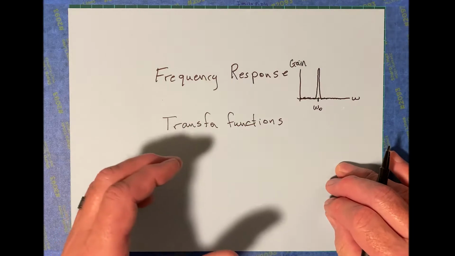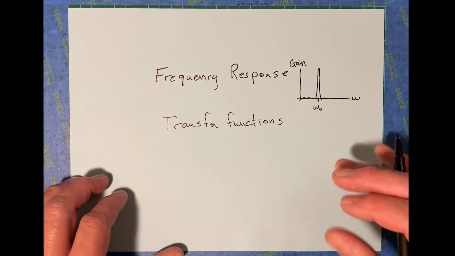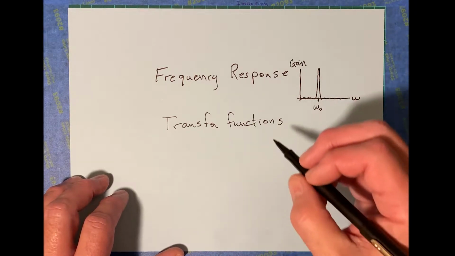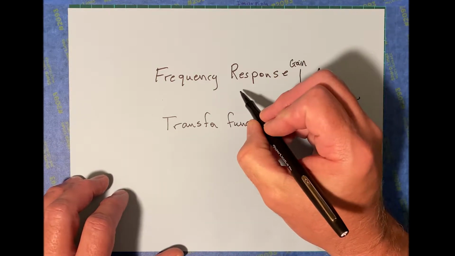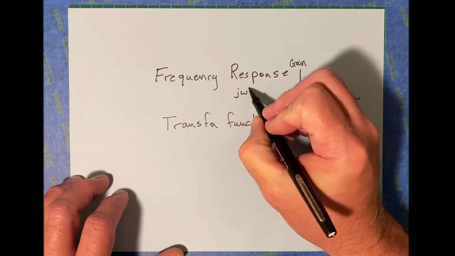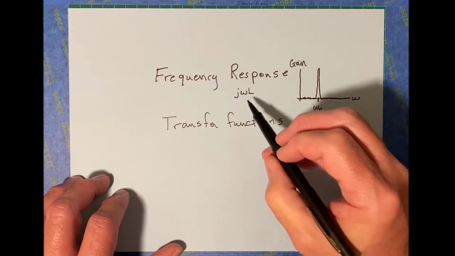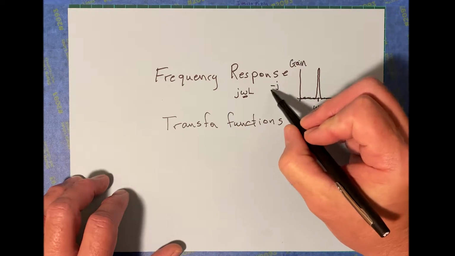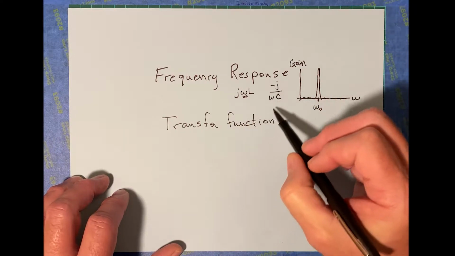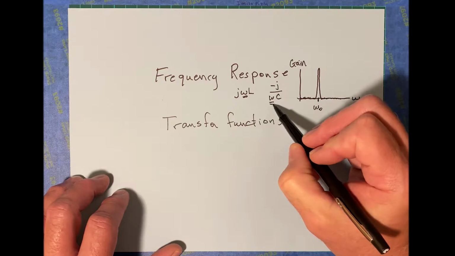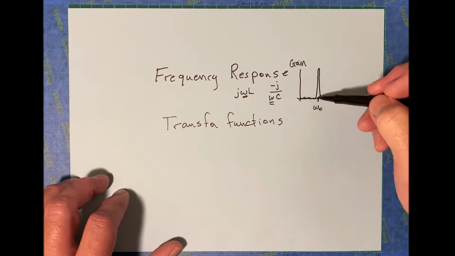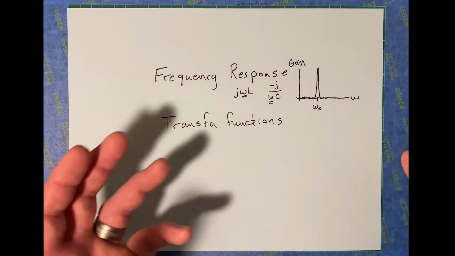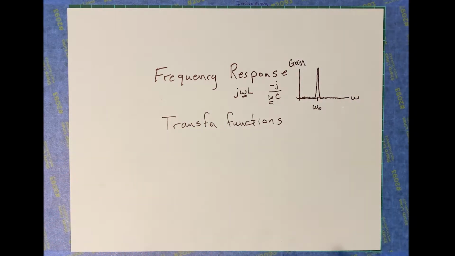Now, circuits, the RLC circuits, are going to have a frequency response because the impedance of the elements depends upon frequency. For example, j omega L, the inductive reactance, depends on frequency, or minus j over omega C, the capacitive reactance, depends upon frequency. So there's going to be some sort of frequency response that's not going to be the same at every frequency.